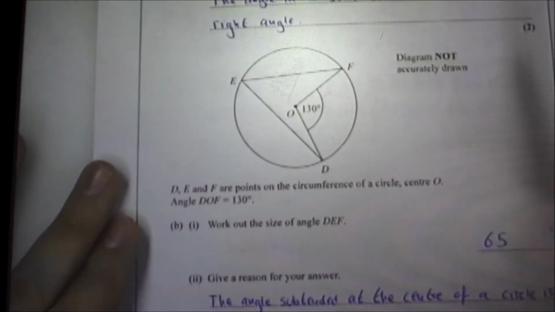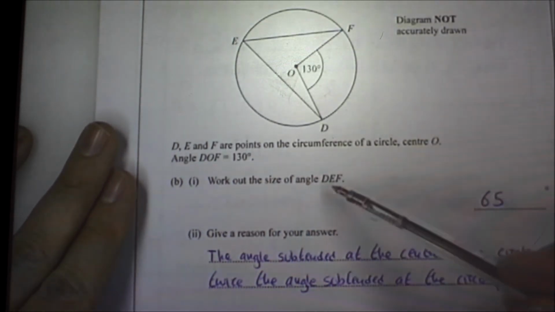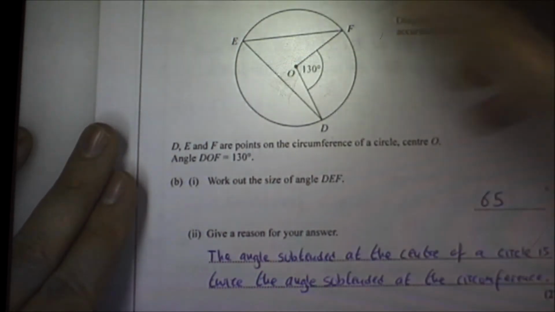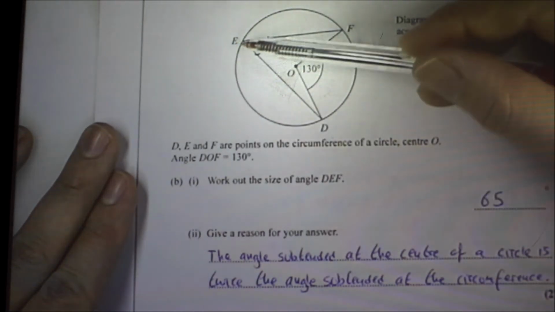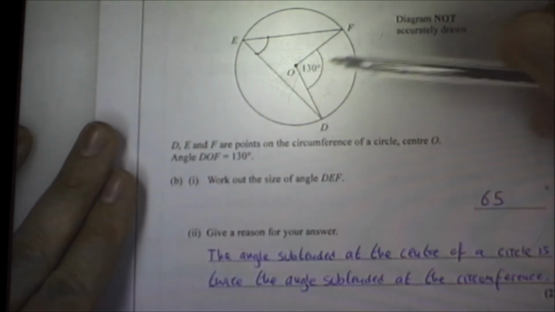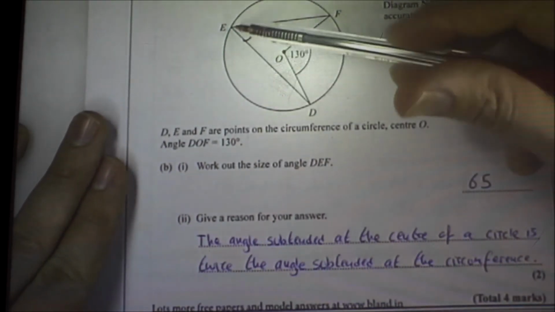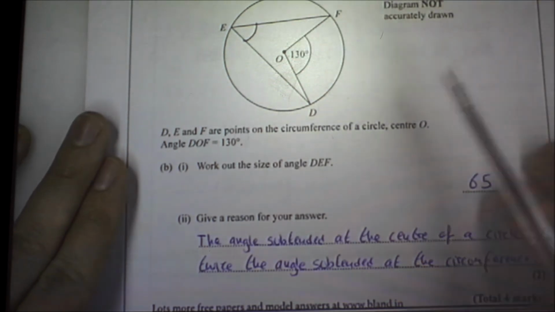D, E and F are points on the circumference of a circle, as you can see here. Work out the size of the angle DEF. So that angle there. As we've discussed before, the angle subtended at the centre of the circle, which is this one, is twice the angle subtended at the circumference. So this angle here is half of that one, so that's why you half it, and it's 65.